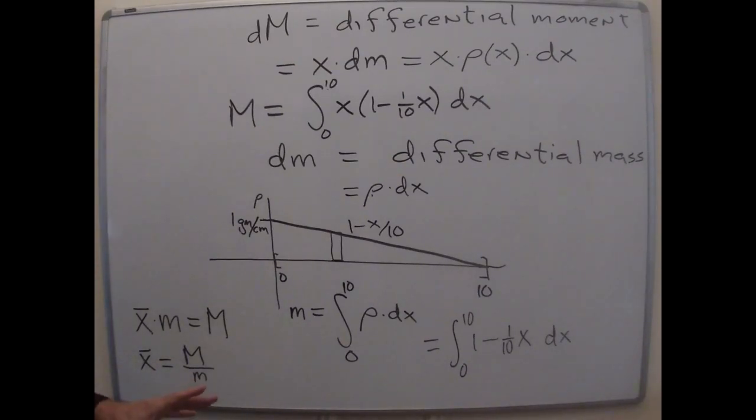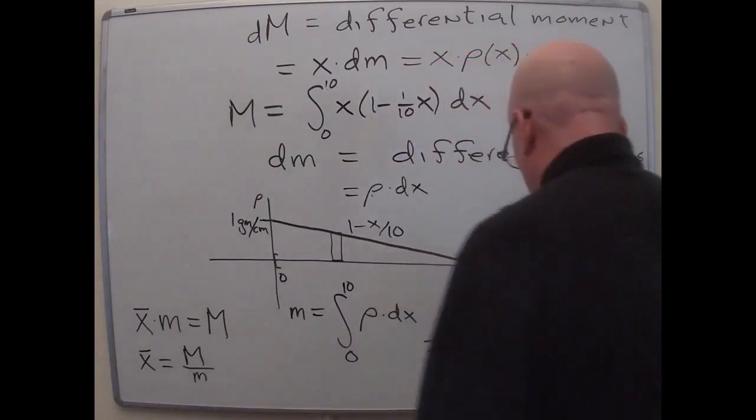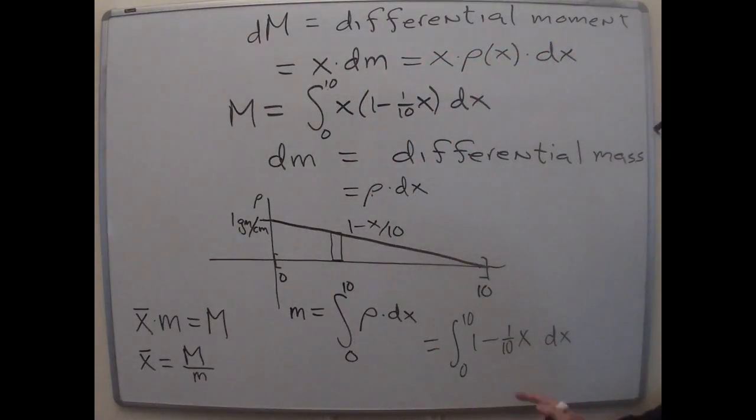Let's see if we can just squeeze it in here. Let's integrate that. That's trivial to integrate. You get x minus 1/10 x squared over 2, so that's x squared over 20, all evaluated between 0 and 10. Let's see, this one is 100 over 20, that's 5, and this one is 10. 10 minus 5. Okay, 5.